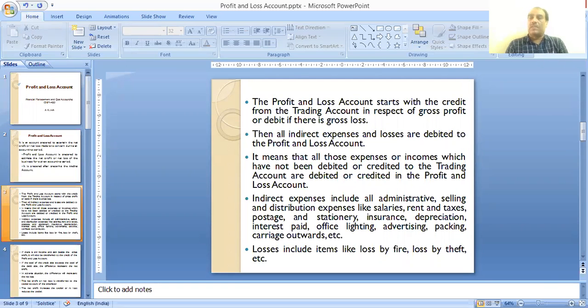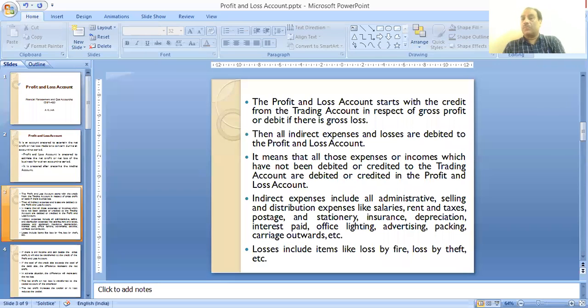It means that all those expenses and income which have not been debited or credited to the trading account are debited or credited in the profit and loss account. While preparing the trading account, we exclude the indirect expenses and revenues, and while preparing the profit and loss account, we take the indirect expenses and indirect revenues and exclude the direct expenses and direct revenues. Indirect expenses include all administrative, selling and distribution expenses, like I have already told you: salaries, rent and taxes, postage, stationery, insurance, depreciation, interest paid, office lighting, advertising, packaging, carriage outwards. These are the items of indirect expenses.